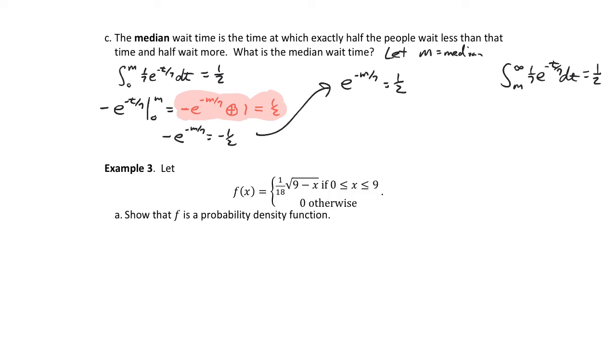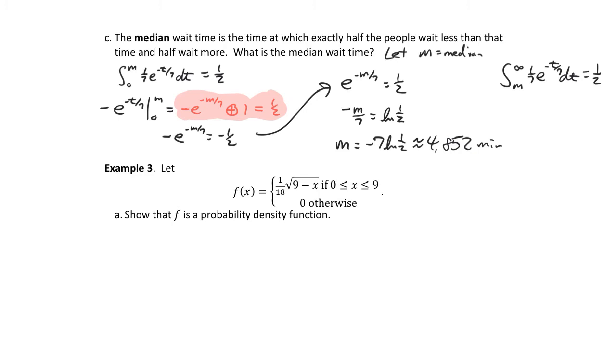If you take the natural log of both sides, you get negative m divided by 7 is the natural log of 1/2, which means that the median wait time is negative 7 times the natural log of 1/2, which is approximately equal to 4.852 minutes. Okay, that's the median wait time. So half of the people will wait less than that, half will wait more.